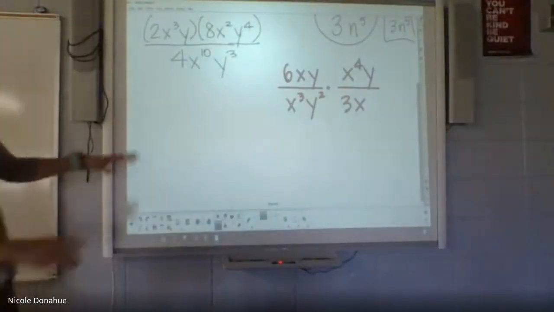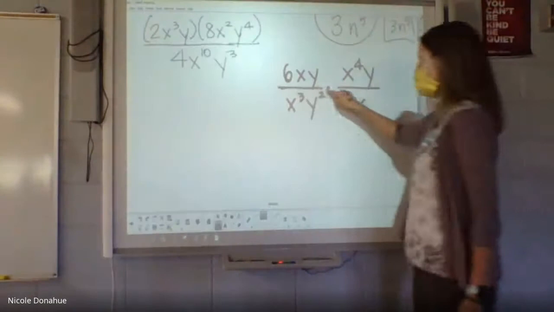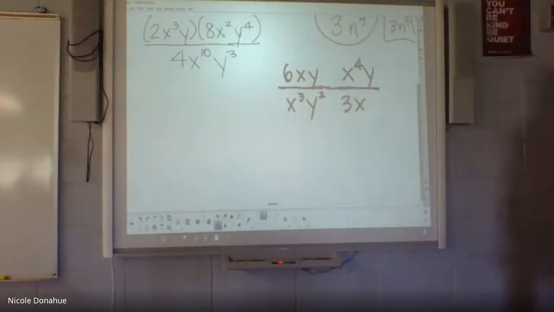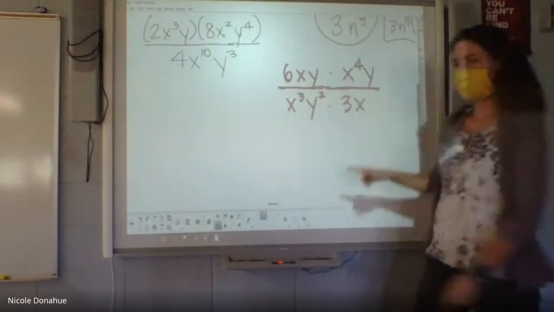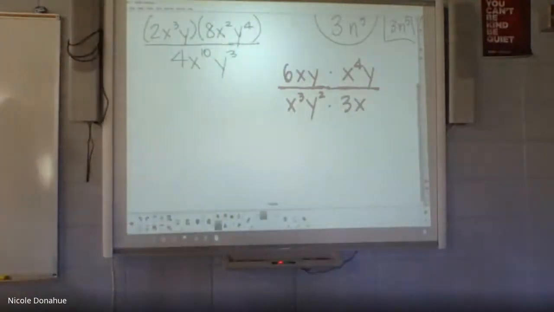Okay, so guys, in this case, I would suggest just multiplying all the way across the top. You don't cross multiply because there's no equal sign between them.